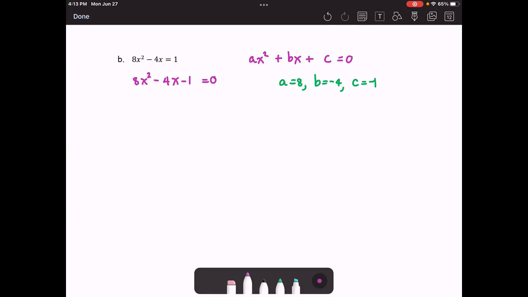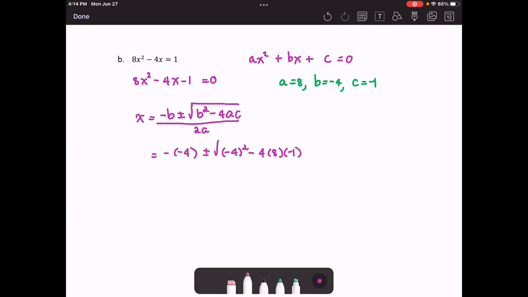Using the quadratic formula, which is x equals negative b plus or minus the square root of b squared minus 4 times a times c, all divided by 2 times a. Negative b, which is the negative of negative 4, plus or minus the square root of b squared, or negative 4 quantity squared, minus 4 times a, which is 8, and c is negative 1, and all divided by 2 times a, which is 2 times 8.